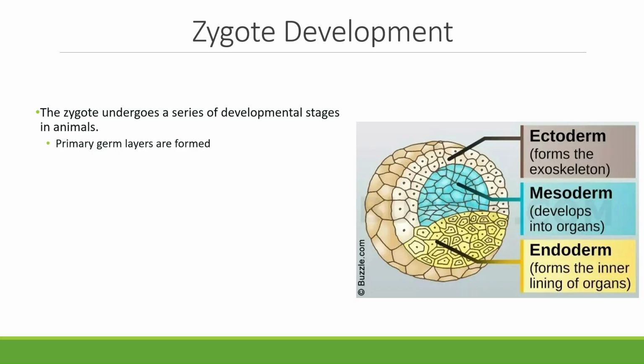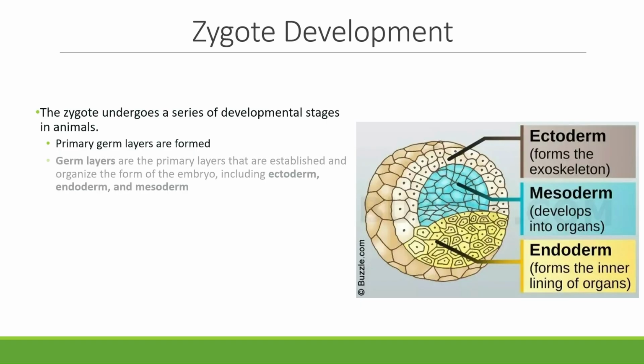Early in development, primary germ layers are established. And when we say germ layers, we're not talking about naughty microbes that cause disease. Germ layers is just the name that scientists give to these early embryonic layers of cells. These germ layers are the foundational tissues of the embryo. They are not organs themselves. Instead, they are developmental layers that will later give rise to specific tissues and organ systems.